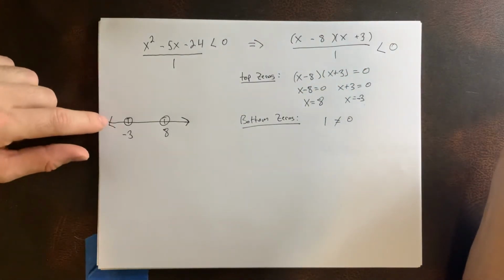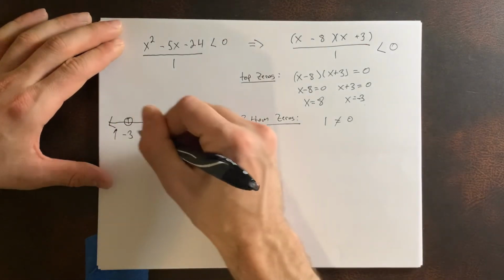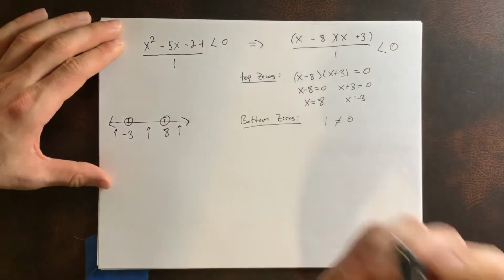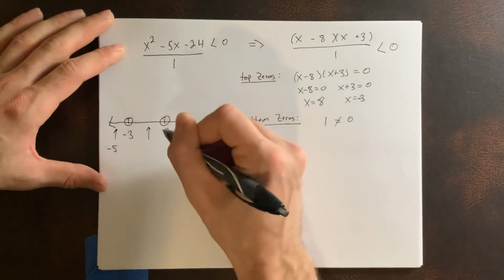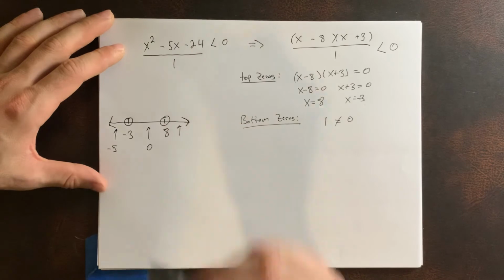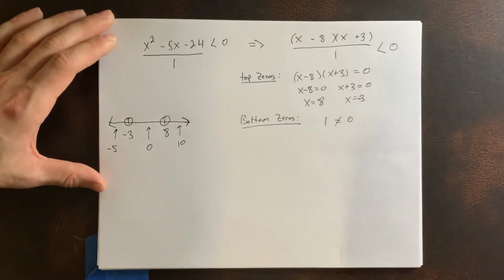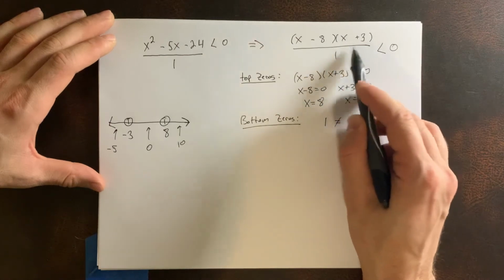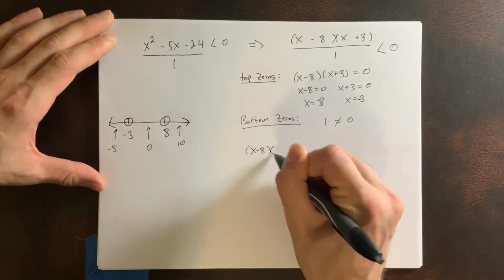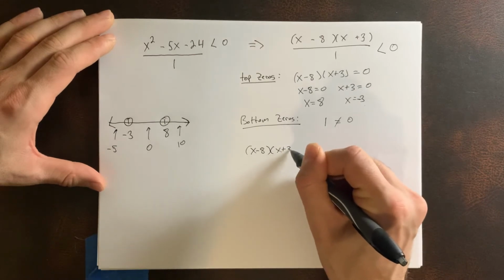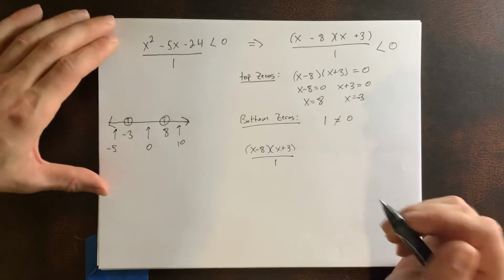Okay, so we put our zeros on a number line. Now we have to do the step where it says test points. So pick a point here, pick a point here, pick a point here. Something to the left of -3, we can choose -5. In between -3 and 8, we could choose 0. And bigger than 8, we could choose 10. So now we're going to take the version that's factored. Let's just rewrite it. x minus 8, x plus 3, over 1. Now we're going to plug in minus 5 to this.